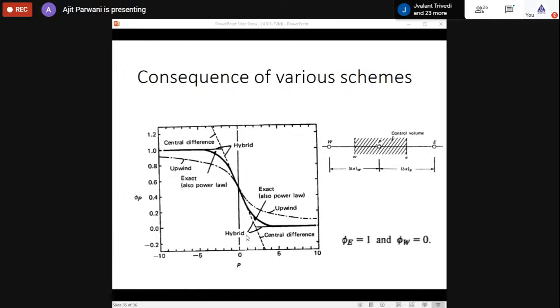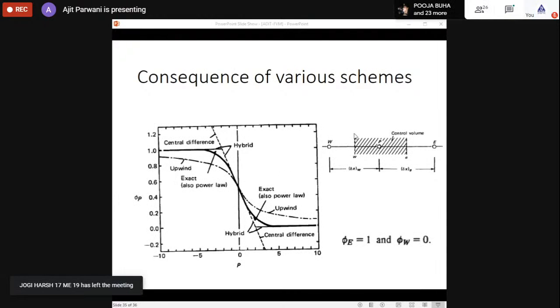So it means what? If the Peclet number is negative, I mean if the velocity is this, then phi P is exactly equal to phi E. If the value of velocity is this, phi P is exactly equal to phi W. And if the velocity value is in this direction, then phi P is exactly equal to phi W. If it is a very high value, the high value means the velocity value, the Peclet number value, goes beyond this value. But the upwind scheme will fail to detect this. Why will the upwind scheme fail to detect this?